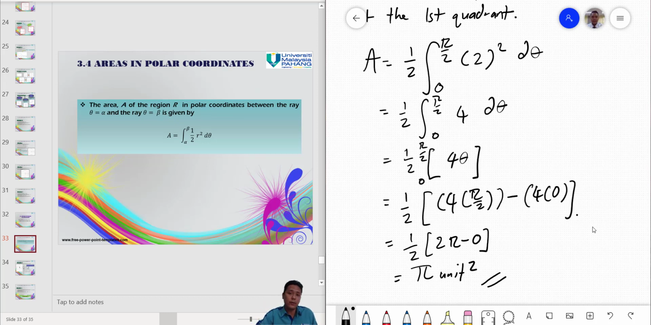So this is the full solution to find the area of the first quadrant for r equals 2, which is a circle with a radius of 2, a diameter of 4, and a center of 0, 0.